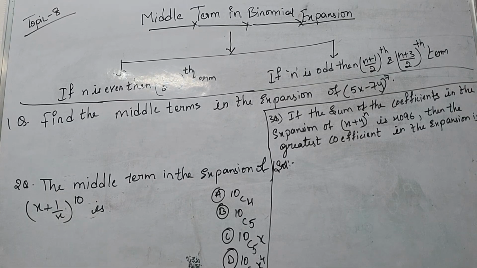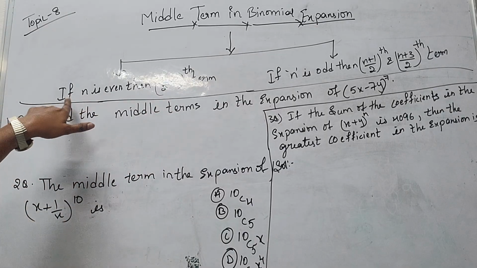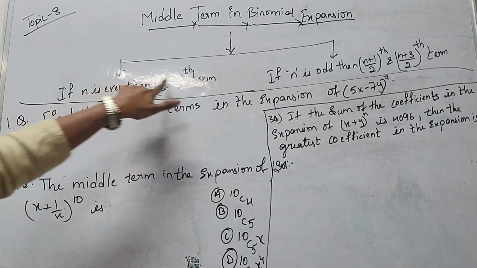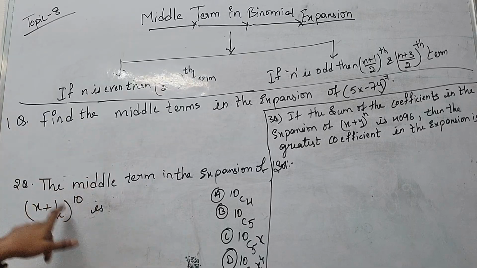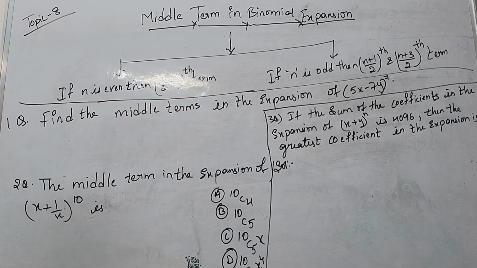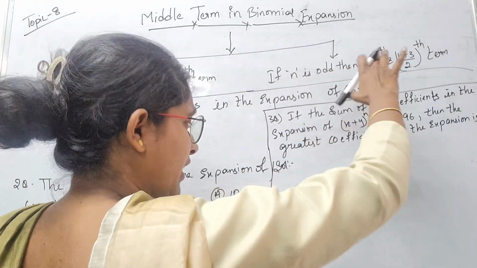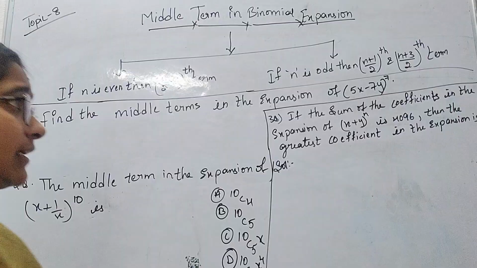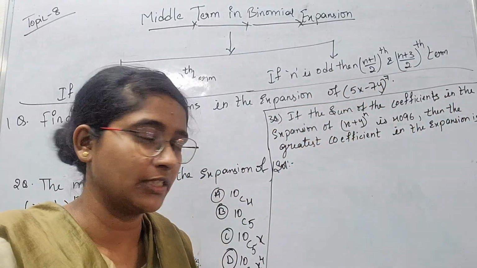So now we are in topic 8. Middle term in the binomial expansion. Middle term: if n is even, then the (n/2 + 1)th term is the middle term. If n is odd, then the middle terms will be the ((n+1)/2)th and ((n+3)/2)th terms.